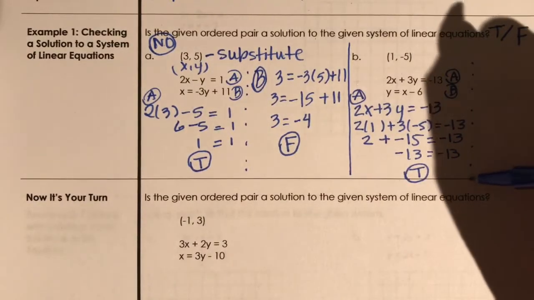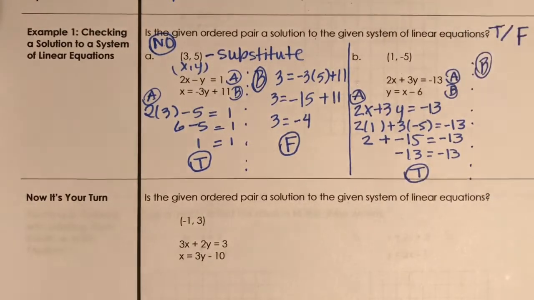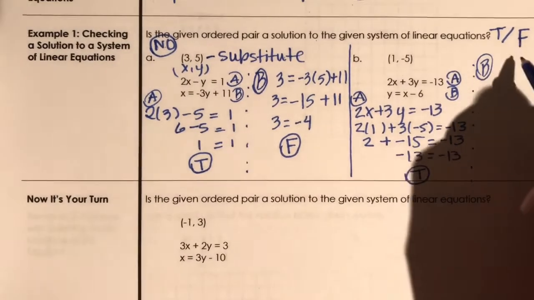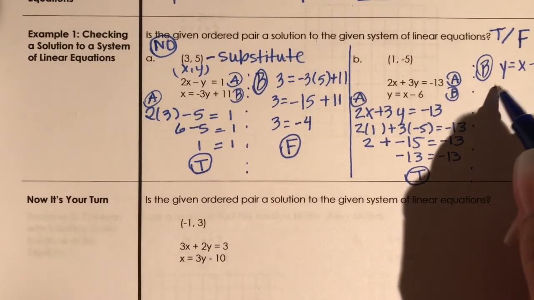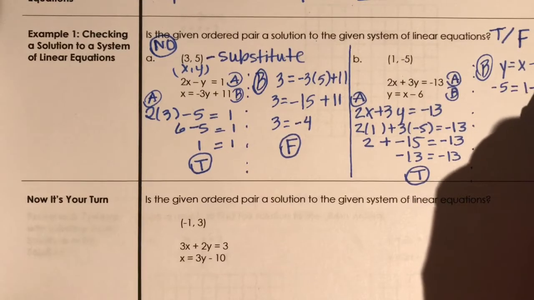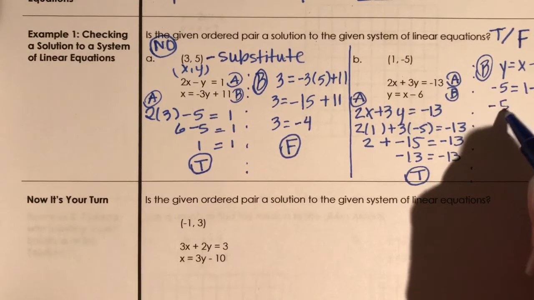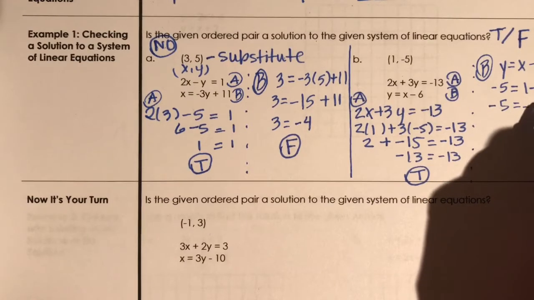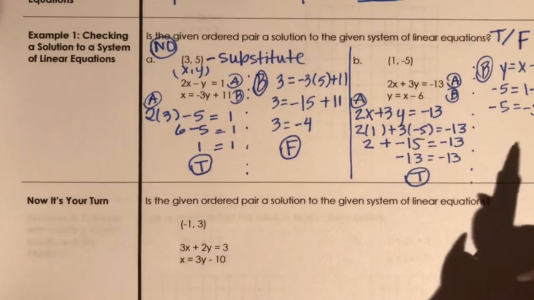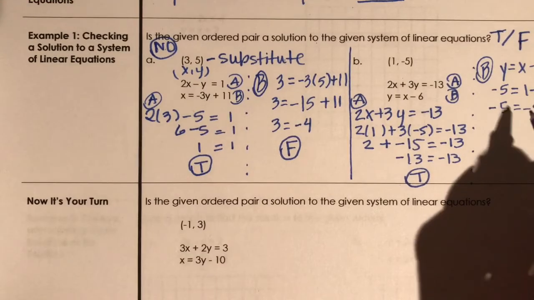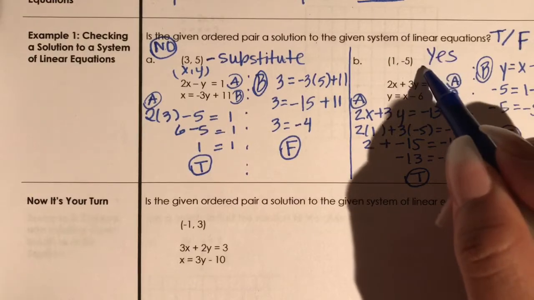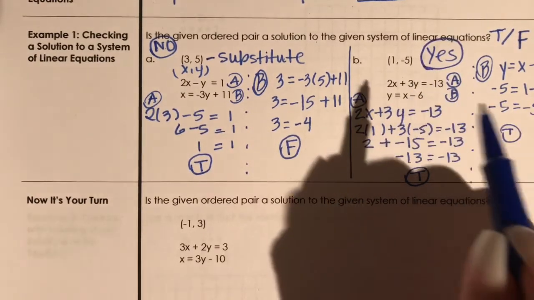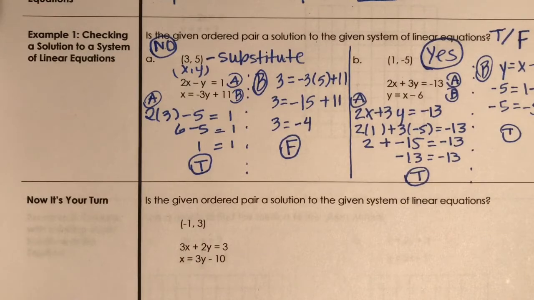Now let's look at equation B. Equation B is y equals x minus 6. Y is -5 equals 1 minus 6. -5 equals 1 minus 6, which is -5. The left hand side equals the right hand side, so this is true. So the solution to this is yes. Those are your first examples.